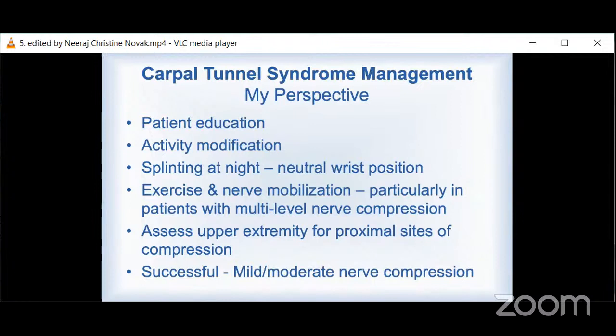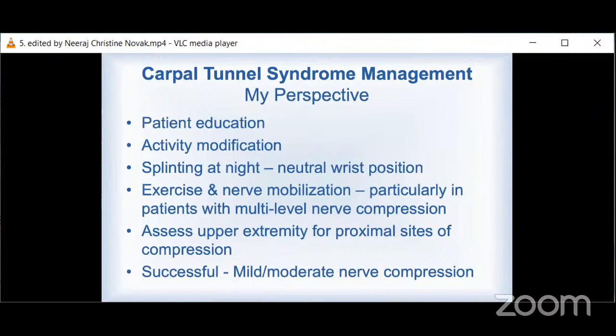I think it's important to assess the entire upper extremity to identify proximal sites of compression that can be adding to patients' symptoms. And in general, successful therapy management is seen with those patients with mild and moderate nerve compression, and not as likely in patients who have severe chronic nerve compression.